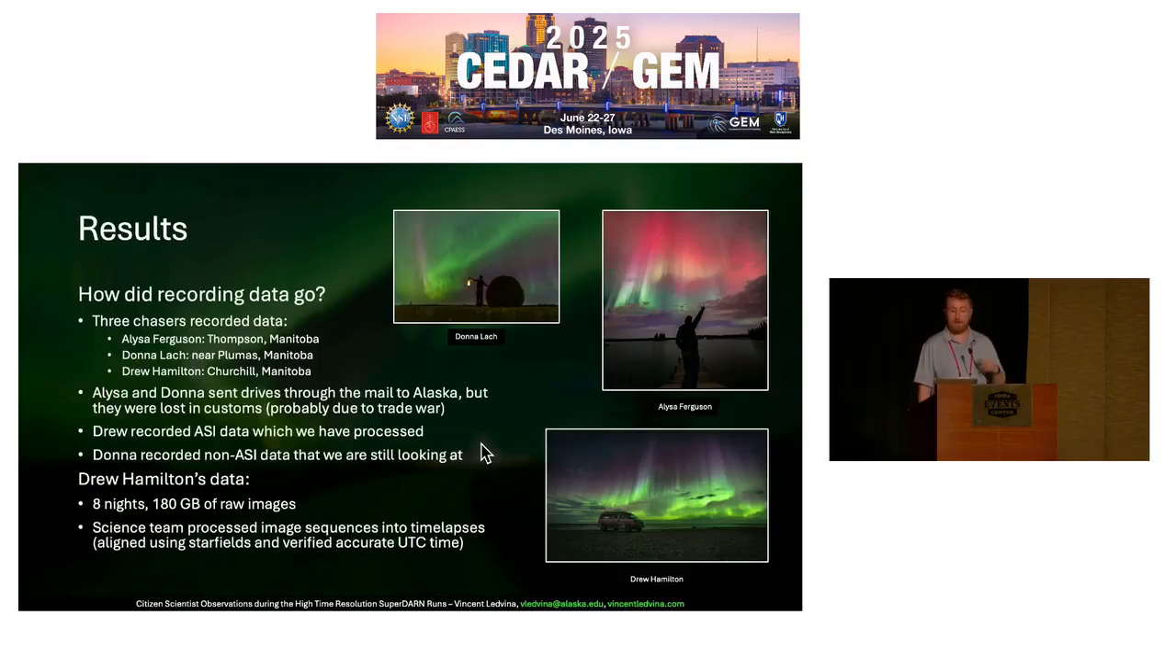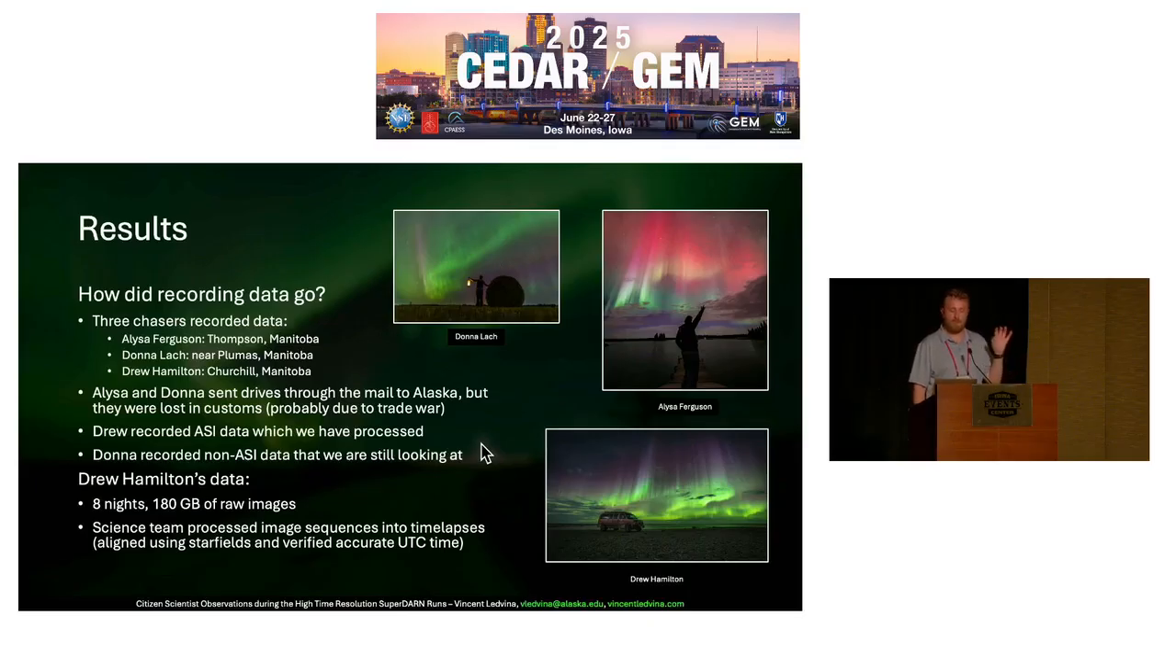And so how did the recording data go? Well, we had 3 chasers that recorded data. It ended up being a really cloudy couple of weeks all across Canada during the periods that we had the high resolution mode going, but we did have 3 aurora chasers record really unique data sets. We had Elisa in Thompson, Manitoba, we had Donna in southern Manitoba, and then we had Drew, who was in Churchill. Churchill's right along the Hudson Bay, right in a bunch of the SuperDARN beams.